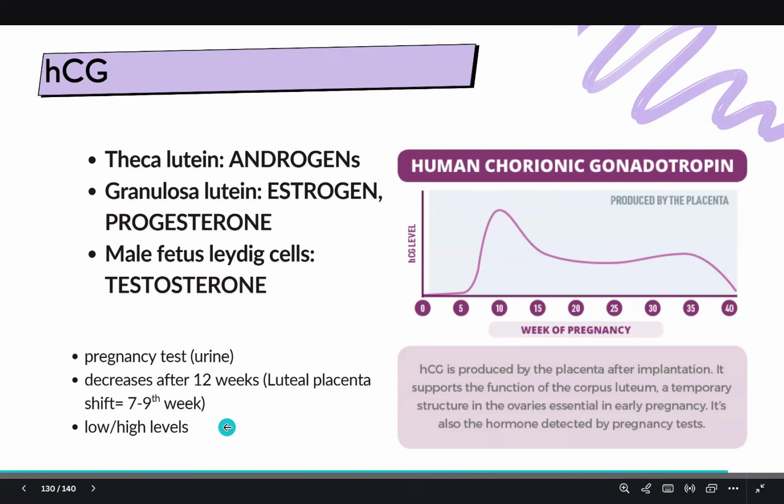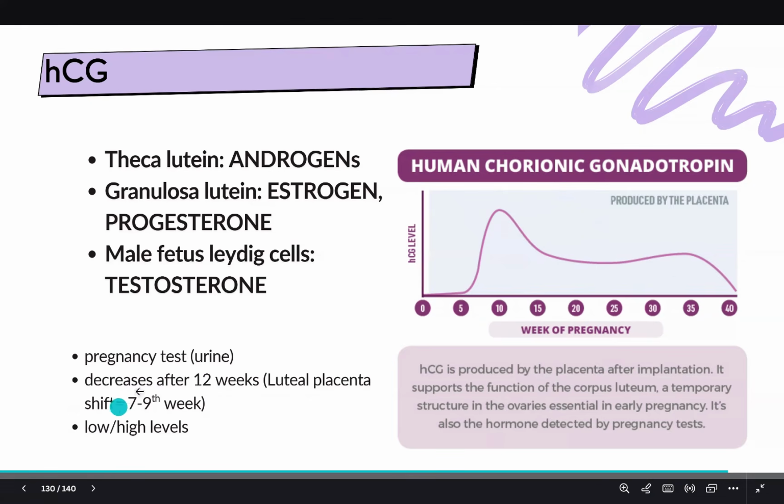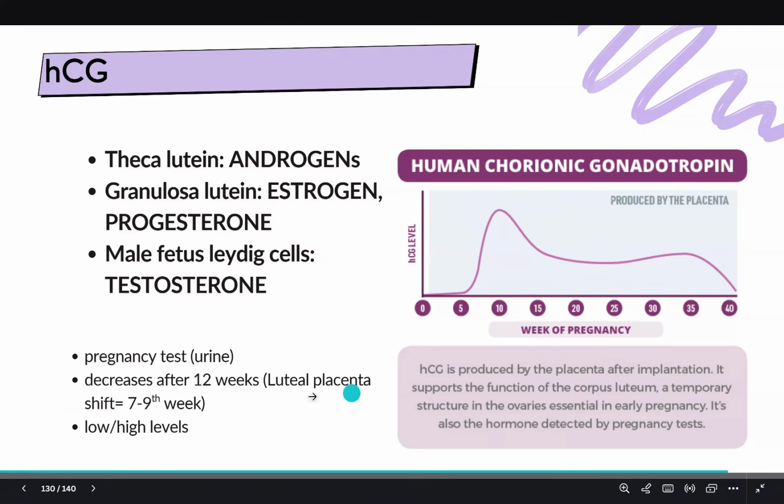All right. Now, if anything happens to human chorionic gonadotropin levels before the placenta takes over, this leads to decreased production or survival of the corpus luteum, which leads to death and termination of the pregnancy itself. Again, this is before the 12 weeks, or the 7 to 9th week, before the luteal placental shift happens. If there's any problem to the human chorionic gonadotropin before that, pregnancy terminates.